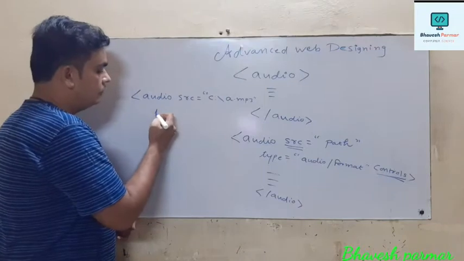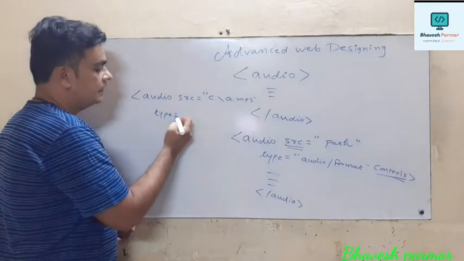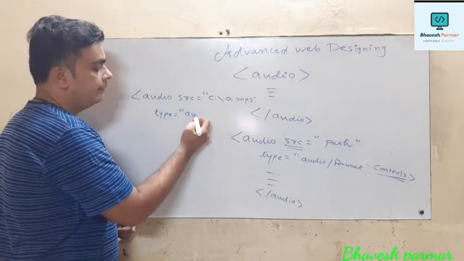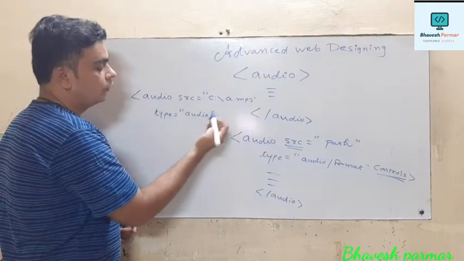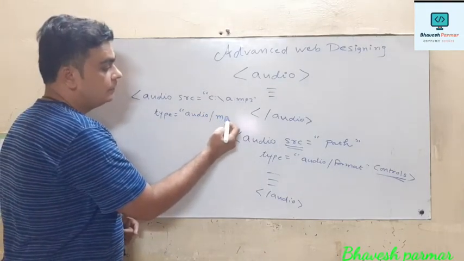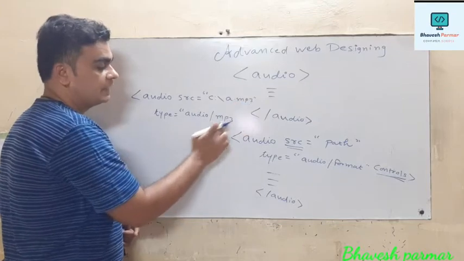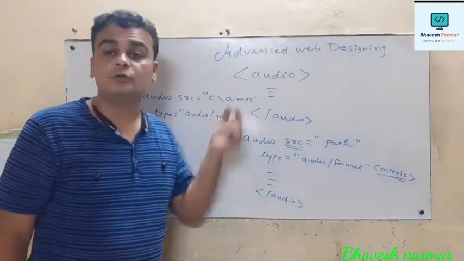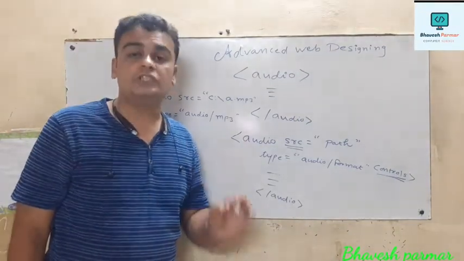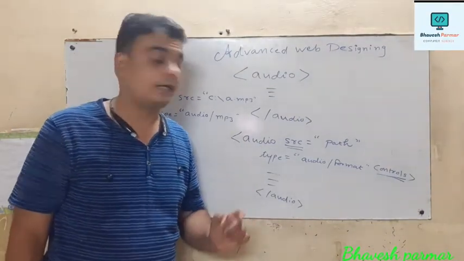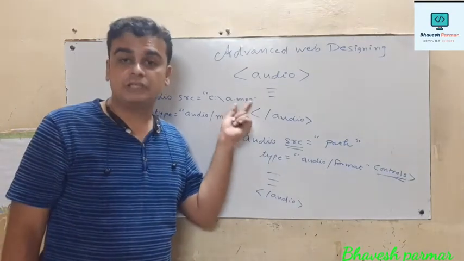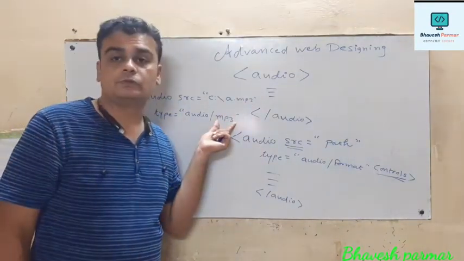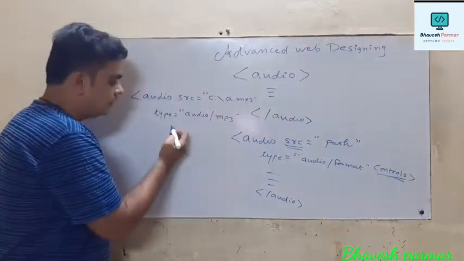Thereafter I am going to write type equal to, and in double inverted commas I am going to specify that it is an audio format. I am using an mp3 file, so that's why I am writing mp3 here. Suppose instead of mp3 I am going to use WAV format or OGG format or AAC format, then you must mention it here as well as here. And afterwards you have to write controls.